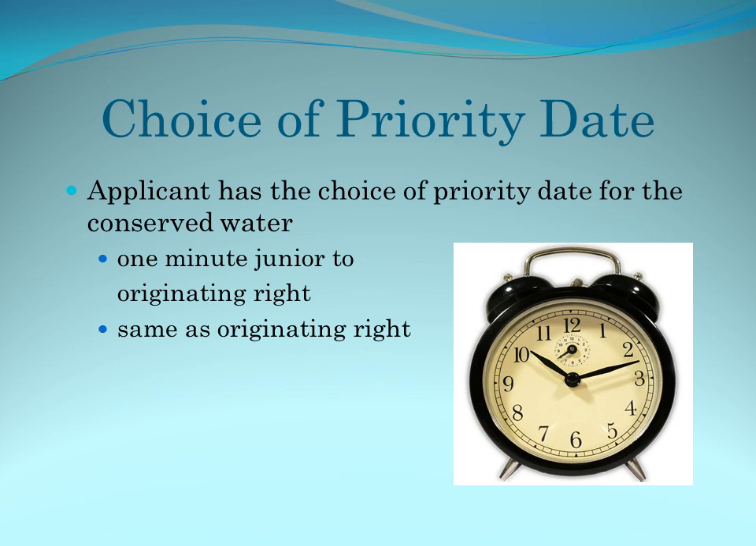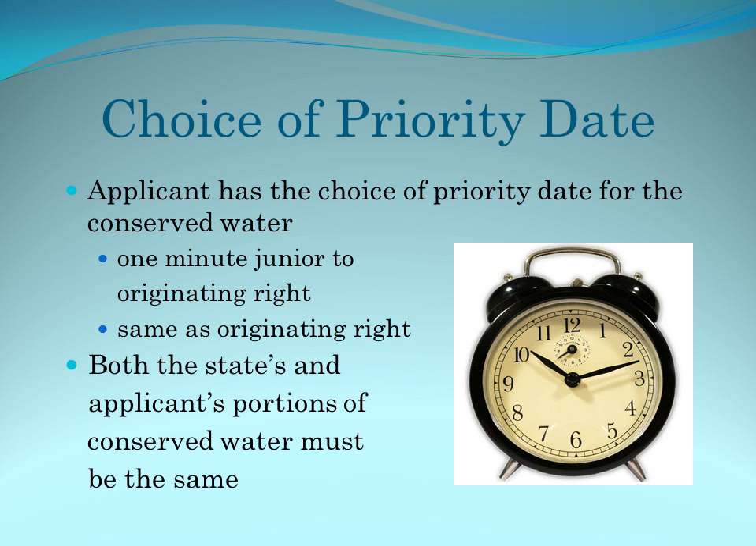Under the Conserved Water Program, the applicant has the choice of priority date for all of the conserved water. It can be the same as or 1 minute junior to the originating right. Both the state's and the applicant's portion must be the same.